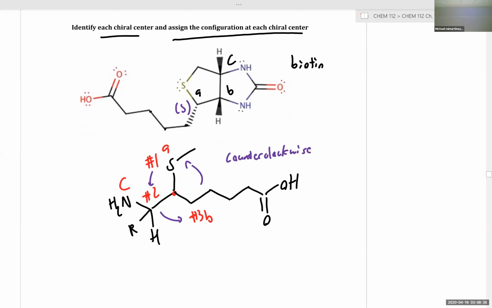Okay, let's take a look at center B. So center B is right here in our model kit. We need to adjust our molecule and rotate it so this hydrogen is in the back. So let's do just that. We rotate our molecule so the hydrogen is in the back, and then all we have to do is draw what we see.